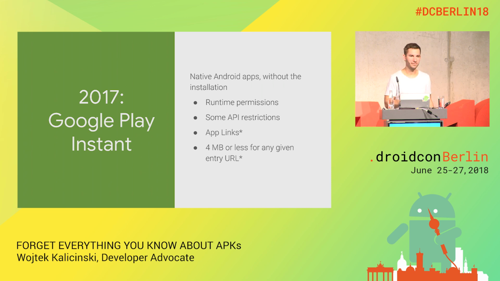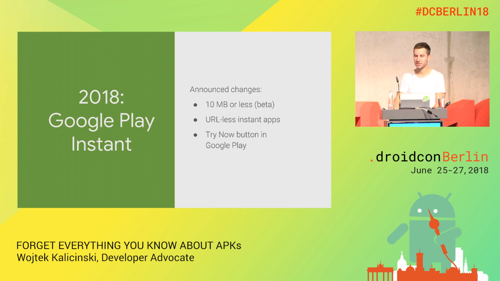By the way, when I say install fast, notice that if you use the V2 signing that we introduced some time back, that installation could be really fast. That's one of the things that enabled this new use case. So I put the little stars there next to supporting app links and 4 megabytes because actually this year we started a beta program where instant apps can be 10 megabytes or less, and you can actually have URL-less instant apps. So if you support an instant app without a URL, you can actually start it right from the Play Store page. Next to the install button, there's a try now button.